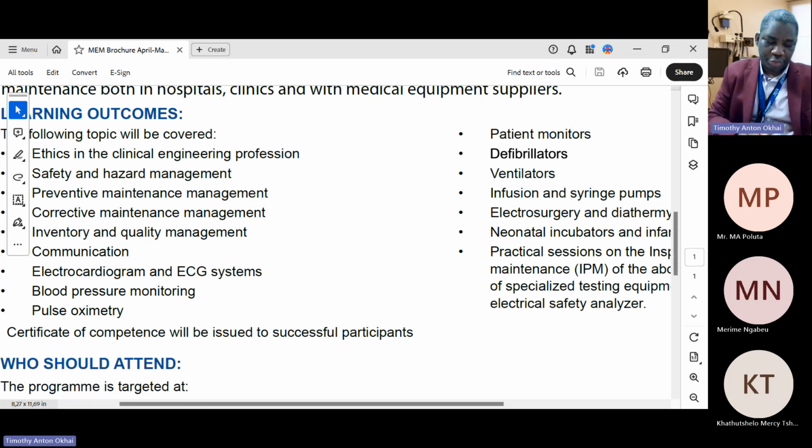So this goes from procurement all the way to safe disposal of the equipment. Yes, sir. Yeah, I like that because that would be, if you like, the next layer following on from medical equipment maintenance.